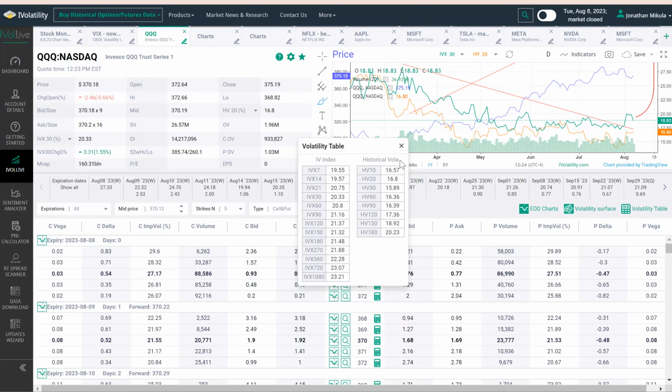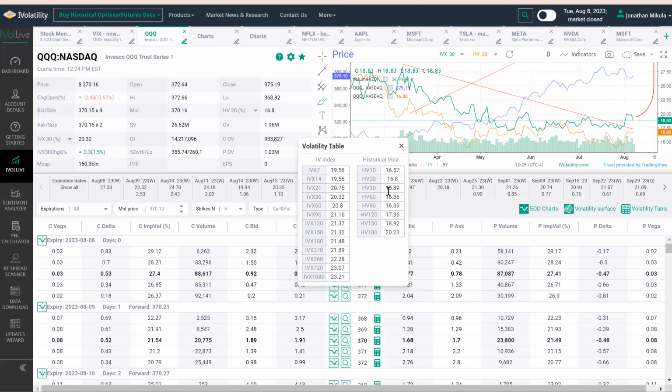You can also look at historical volatility, right? And we could see that over the longer term, historical volatility for the QQQ has been a bit higher than what it's been in the shorter term. And that makes sense, right? Because QQQ has been rising higher throughout this year. Tech's been very strong. So as it rises higher, its volatility goes lower. And so it makes sense that the short-term volatility is lower than the long-term volatility.